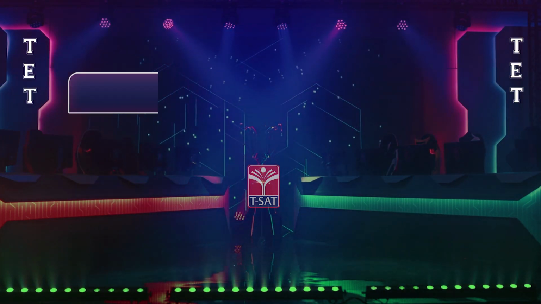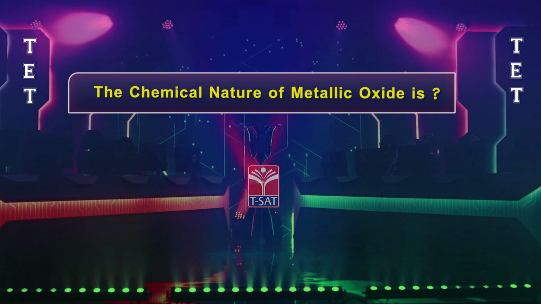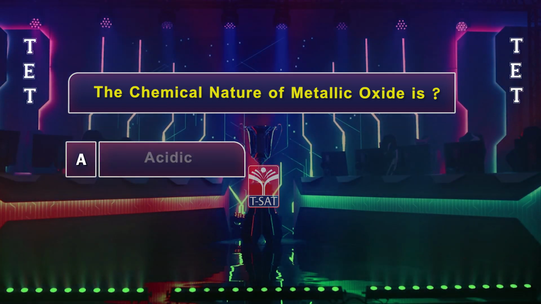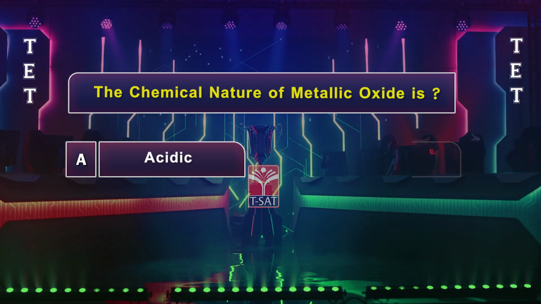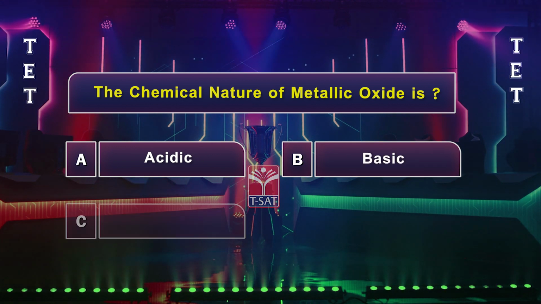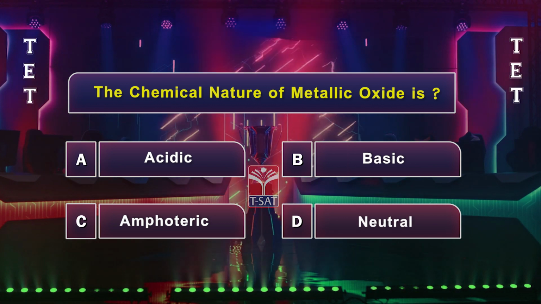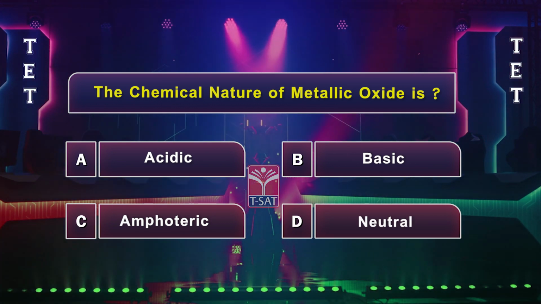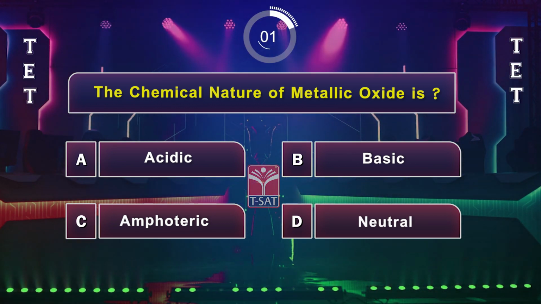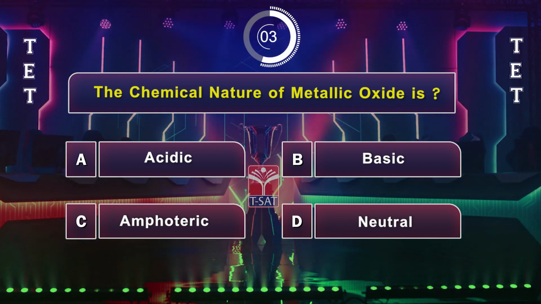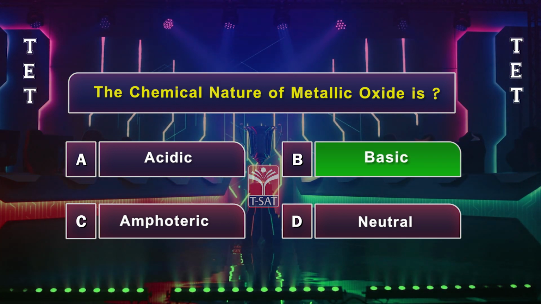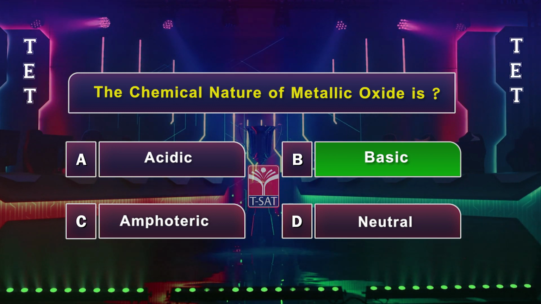15th question. The chemical nature of metallic oxide is option A, acidic. Option B, basic. Option C, amphoteric. Option D, neutral. Your time starts now. The correct answer is option B, basic.